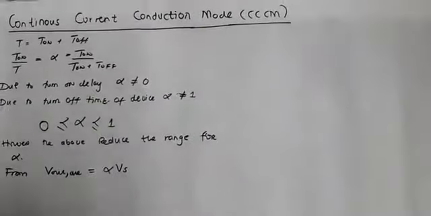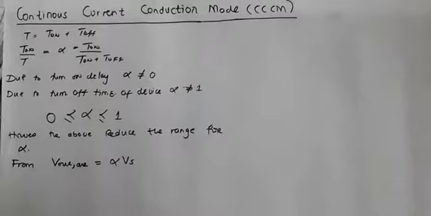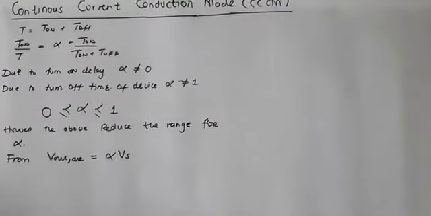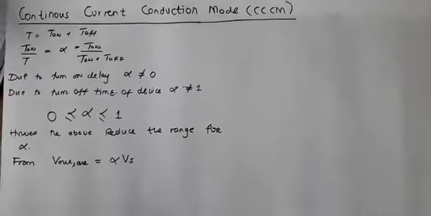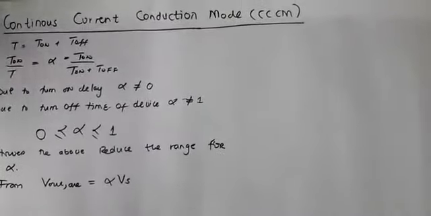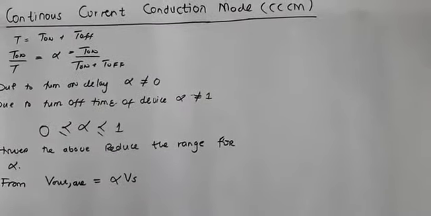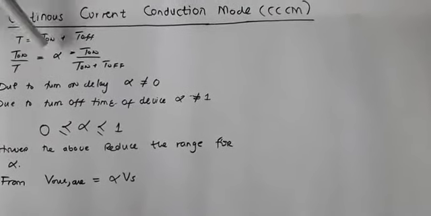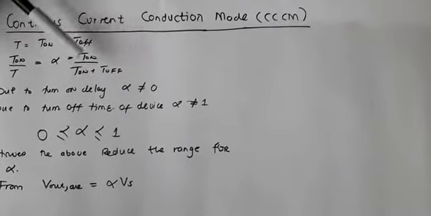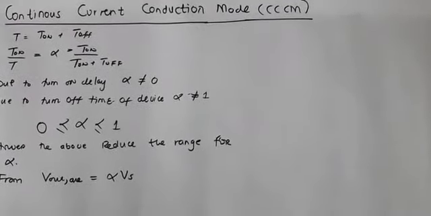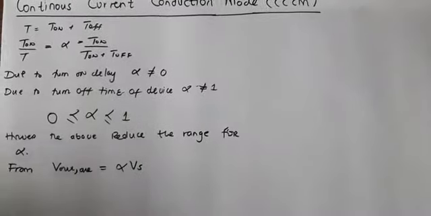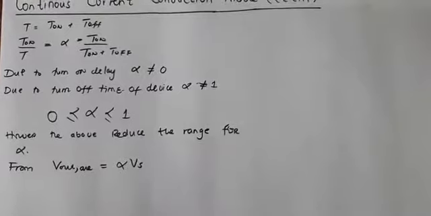Today you are going to learn about continuous current conduction mode, otherwise known as CCCM. So we recall that the chopper period is given by T on plus T off. And T on over T gives us alpha, which can be written as T on over T on plus T off. Alpha takes values that range between 0 and 1.